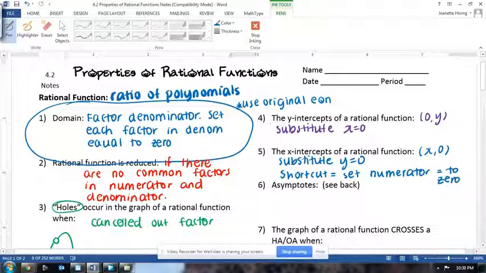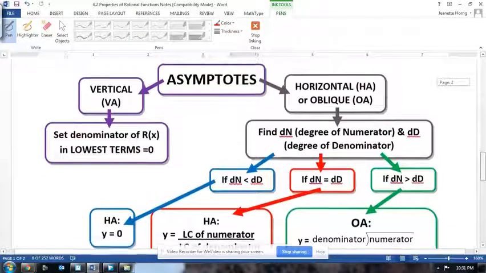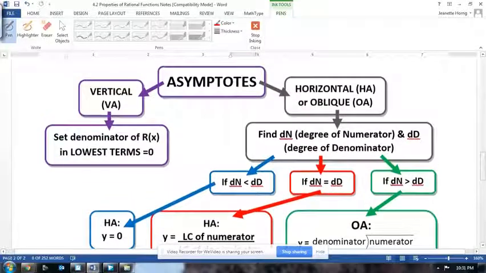The asymptotes, this one is a very convoluted thing. It says see the back. There are multiple types of asymptotes. If you look at the back of your worksheet, here are all the different kinds of asymptotes you could expect. Vertical asymptotes is one, and then the other option would be either horizontal or oblique.